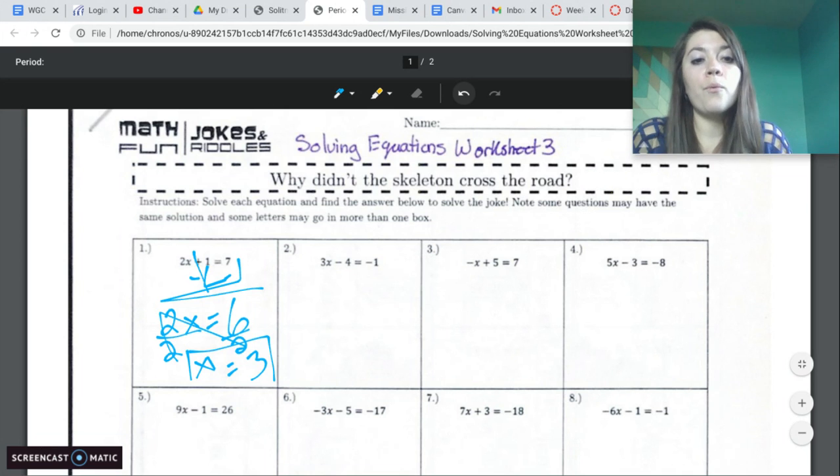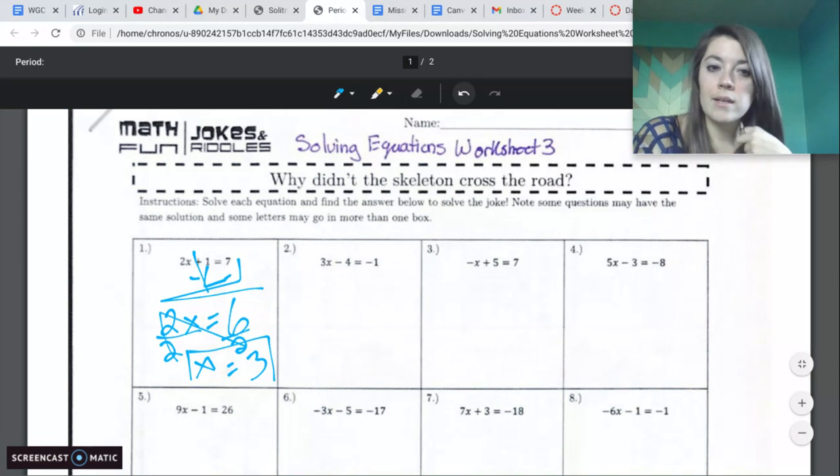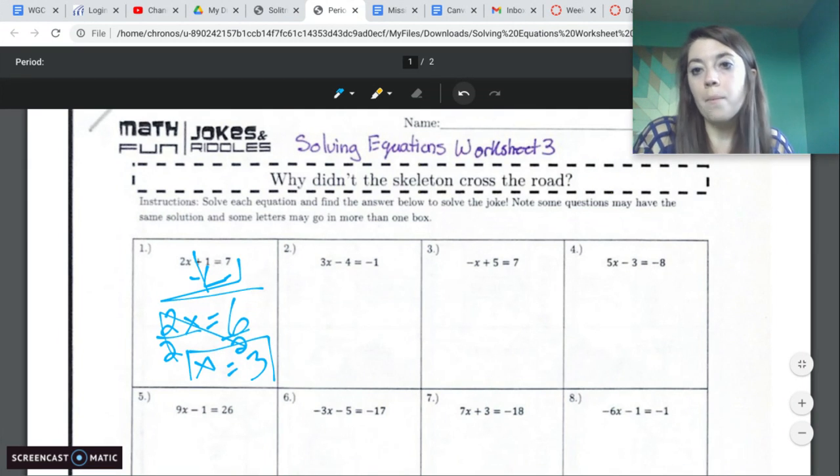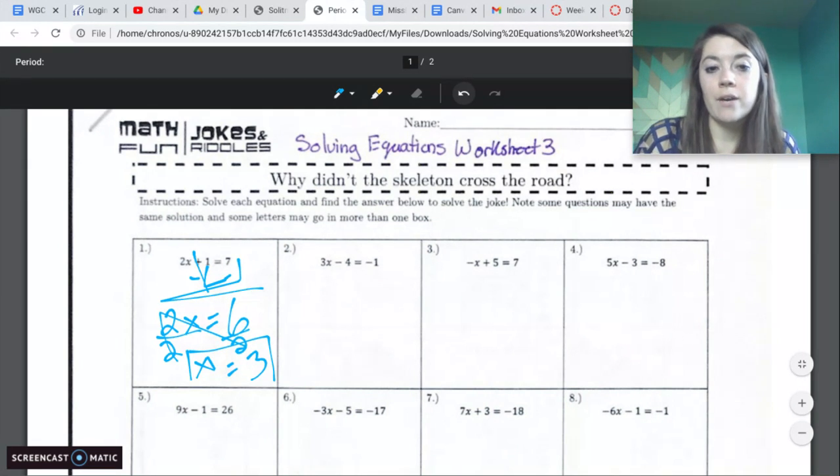So you've got to be careful with opposite signs and knowing how to cancel out the values. So how to do the opposite operation. So be very, very careful with that.